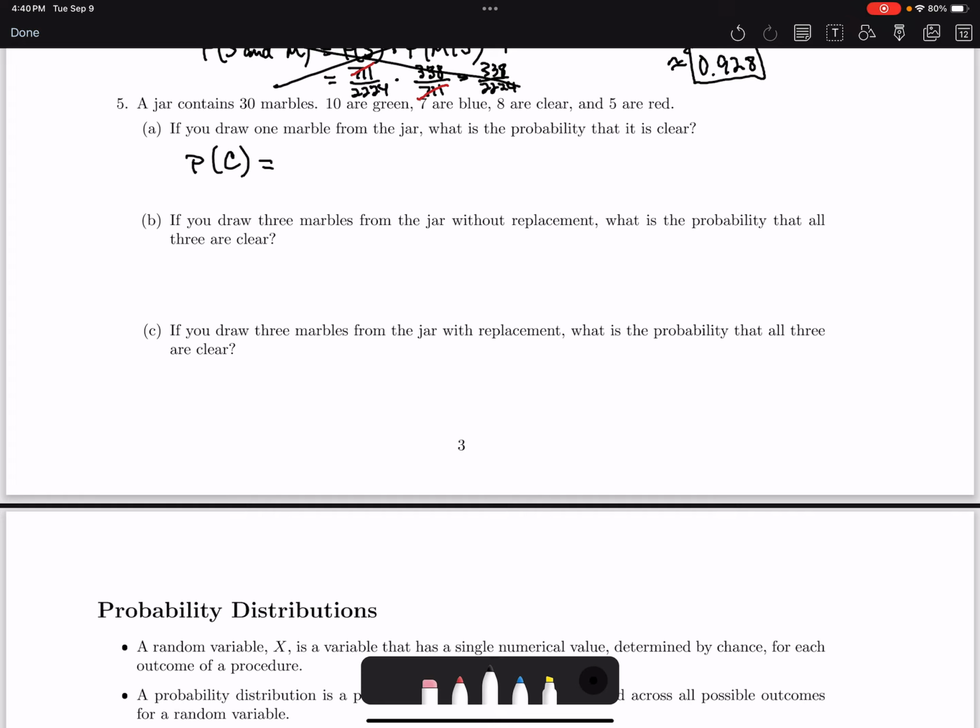There are 8 clear marbles out of 30 marbles in total. We were given the total in this example, but if you wanted, you could also get that total by adding these up. 10 plus 7 plus 8 brings us up to 25, plus 5 more is 30. So anyway, the probability the marble is clear is 8 out of 30. As a fraction, that would reduce to 4/15, and as a decimal, that's about 0.267.